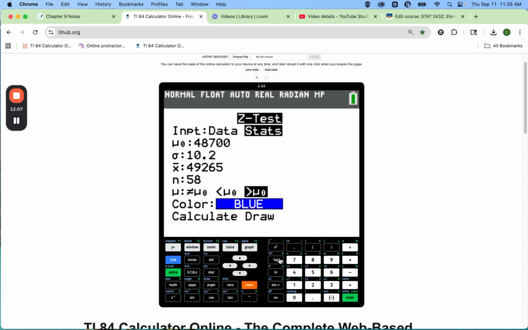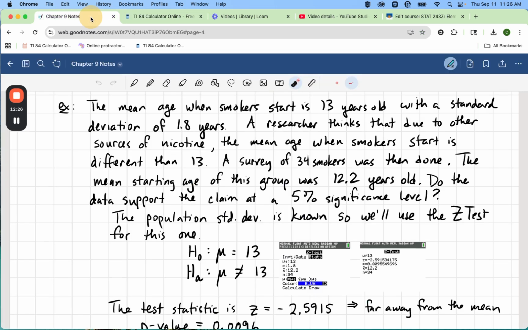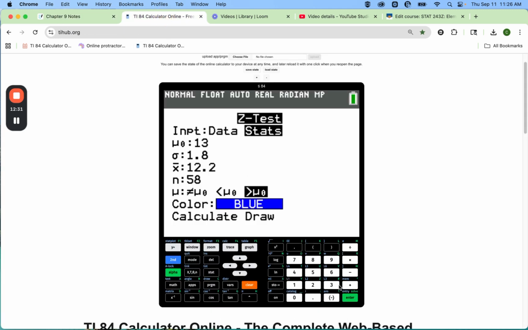So mu0 was 13. Sigma was what? Sigma was 1.8. X bar was 12.2. And we surveyed how many? 34 smokers. 34. And we want different than, so I use the does not equals. It becomes a two-tailed test then, right? As opposed to less than or greater than, which ends up being what's called a one-tailed test.